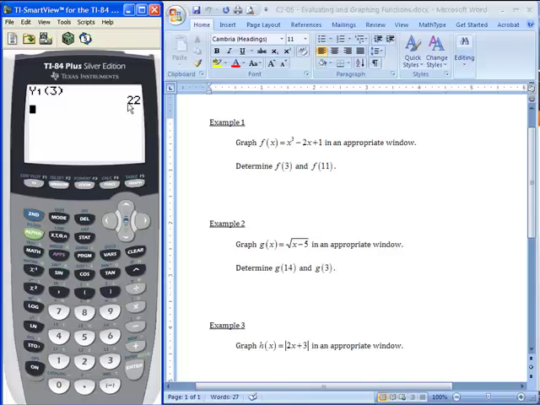One of the advantages of doing it this way on the calculator, on just the regular calculator screen, is you don't have to worry about how your window is set for the graph. This will work with any value.